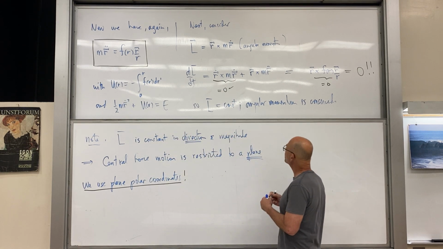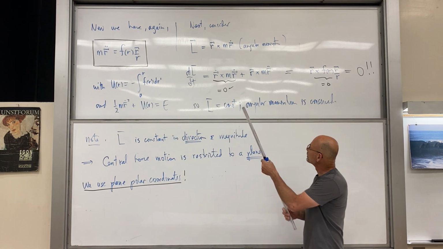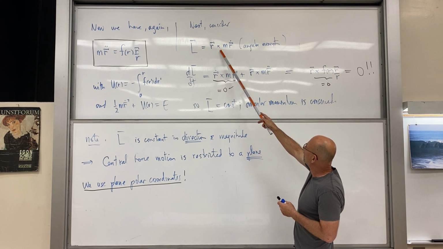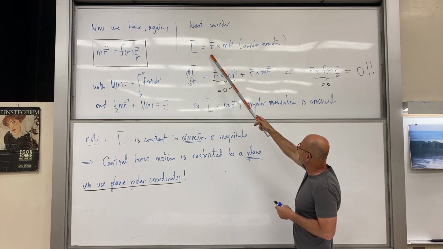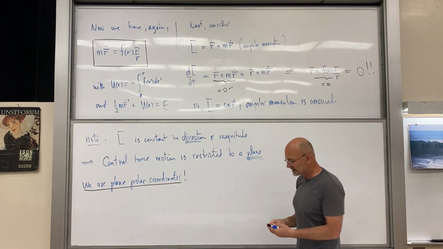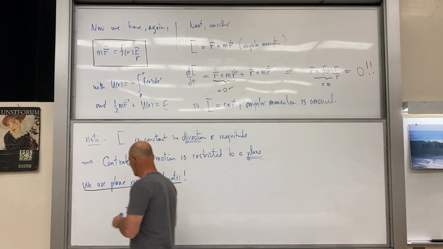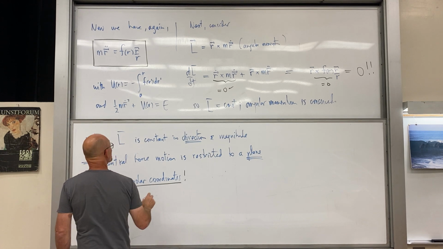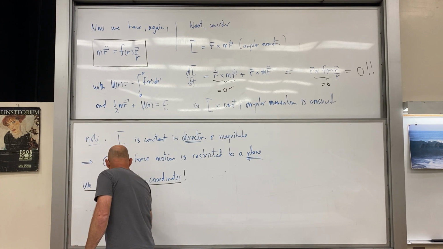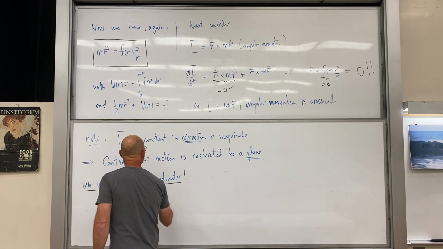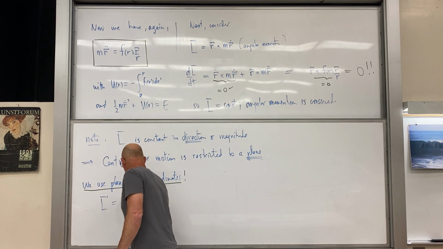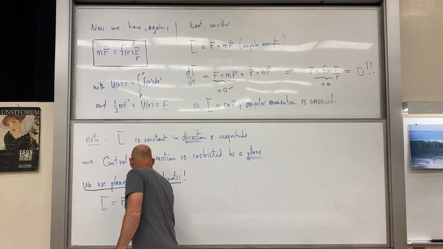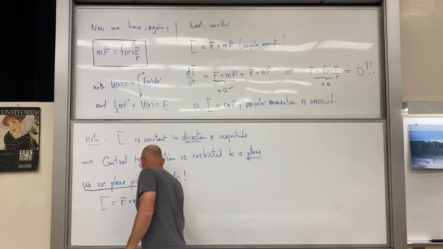And doing that, we can get an interesting expression for this vector L here. Let's go ahead and try to write the vector L in plane polar coordinates. So we have L is equal to R, and remember, I'll write the definition out: R cross M R dot.